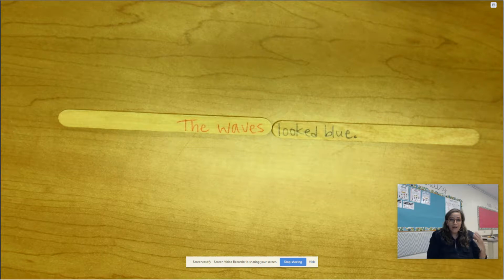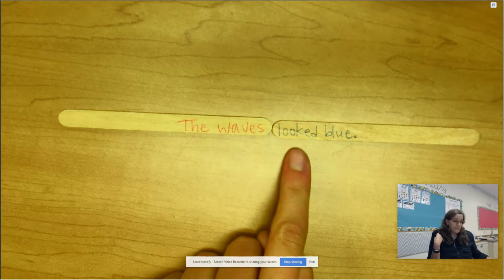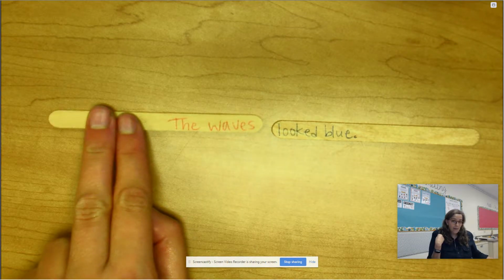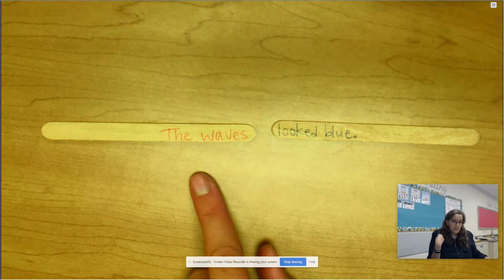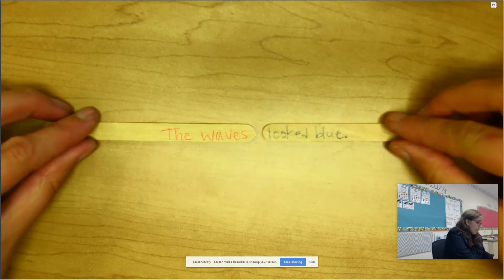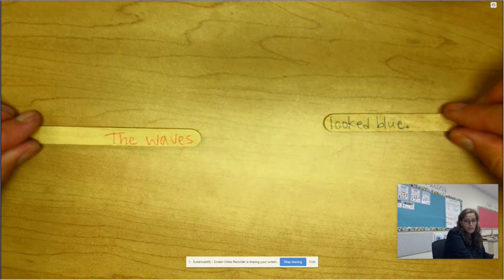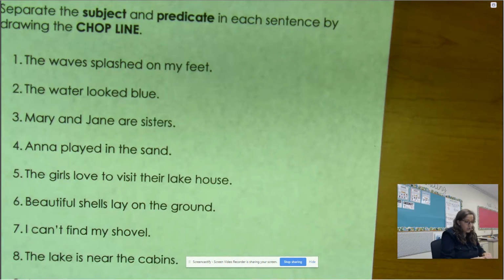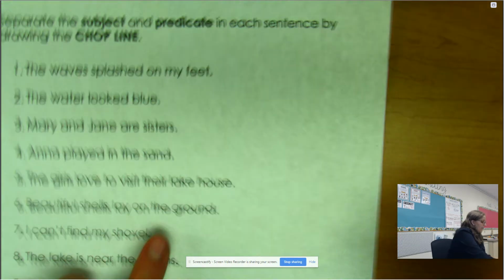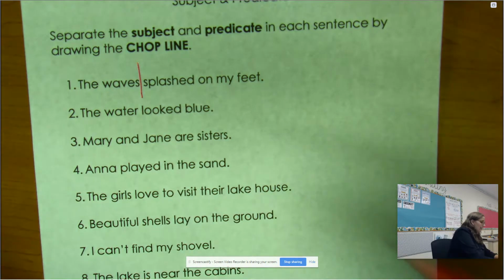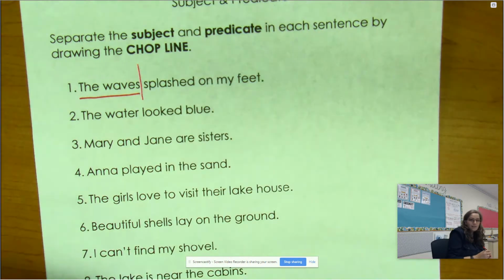Where do you notice our verb is? Our verb is in the predicate. That main action that is happening in the sentence is in the predicate. Looked is our verb. So the waves is what the sentence is about. That's the what. And then what's happening? Well, they looked blue. Okay, so our chop line would happen right between those two words, waves and looked. So on your page, your chop line is going to be right between there. And then I can see, okay, the waves is the subject of the sentence.